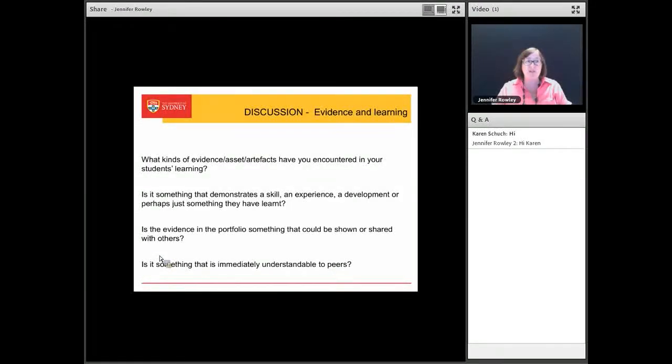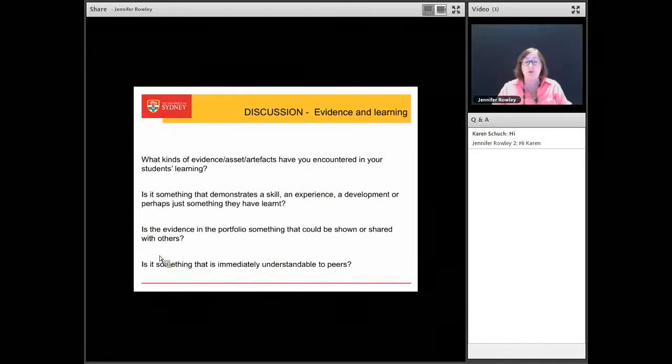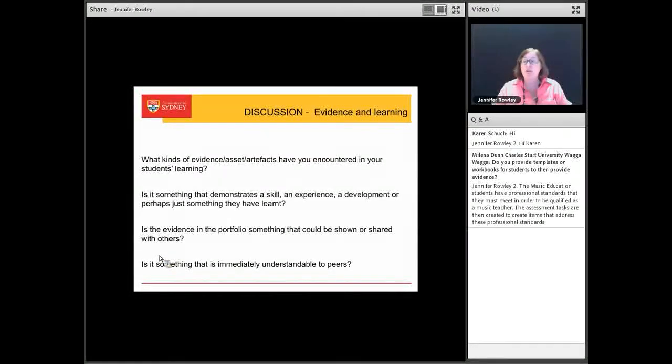Now, our students can share through Pebble by just sharing the link, or downloading it, or emailing it to somebody to give them access to one of their assets or to their web folio. And so we do encourage our students to share that. But also for them to think about whether their assets and evidence are immediately understandable to peers. And this makes them really think about how they curate and collect their evidence. And I think that's a really important skill.